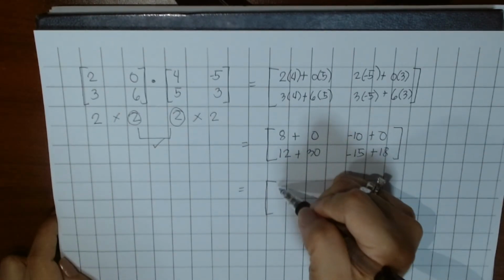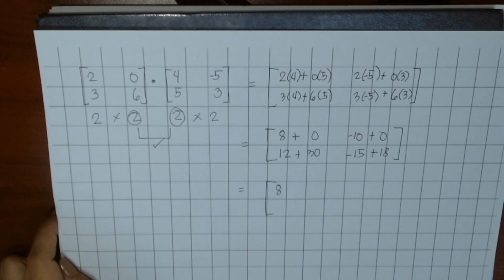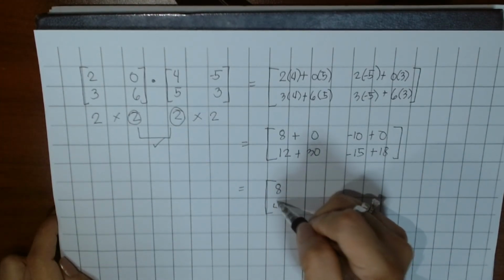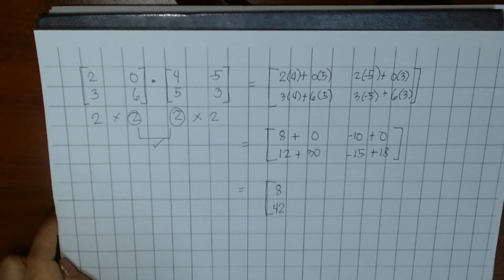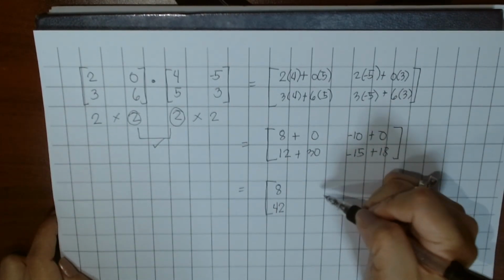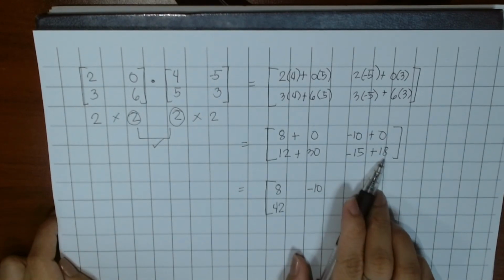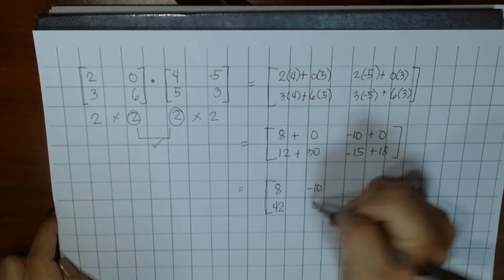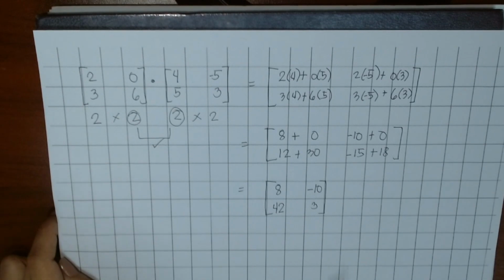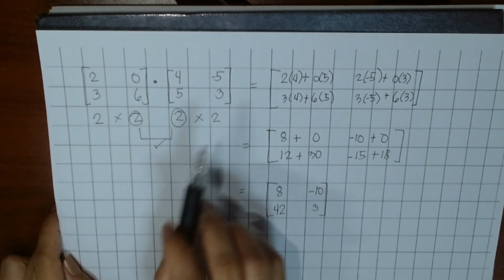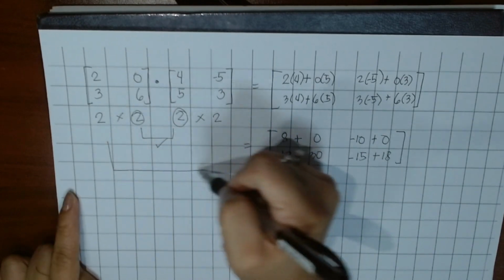So, 8 plus 0, 8. 12 plus 30, 42. Negative 10 plus 0, negative 10. And negative 15 plus 18, 3. So there you go. We have our answer: 8, negative 10, 42, and 3.